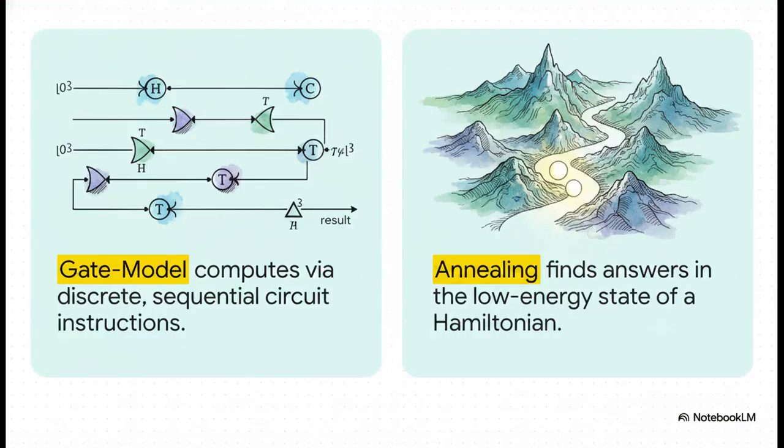Now, we are looking at two starkly different paradigms here. Gate model workflows, which we just talked about, compute by firing discrete sequential instructions through a circuit. But adiabatic and annealing workflows, they completely rewrite those rules. You aren't compiling sequential circuits here at all. Instead, you encode your final answer into a low-energy state of a final Hamiltonian, and then you just let the physical system continuously evolve from a much easier initial state.